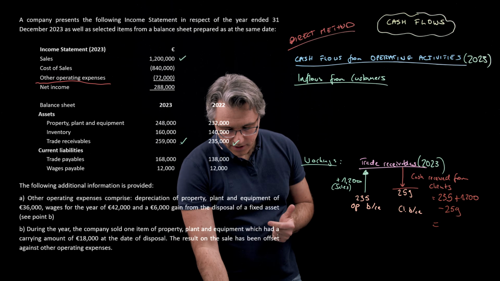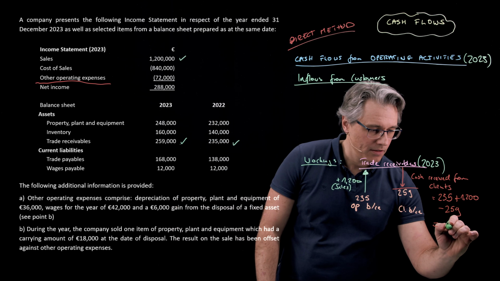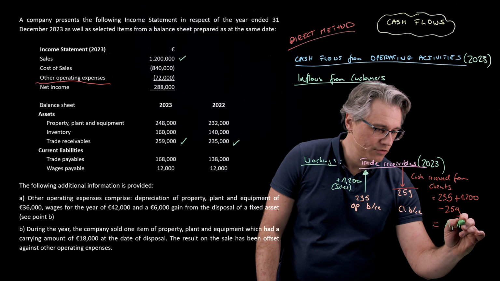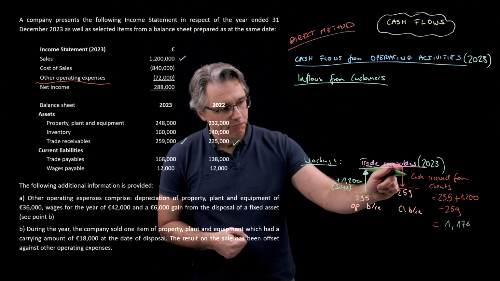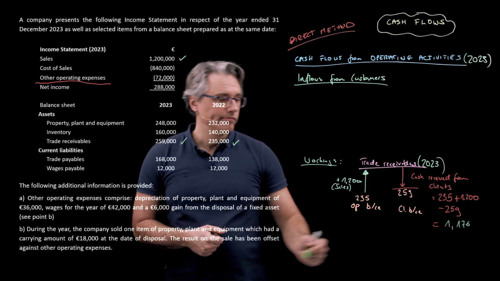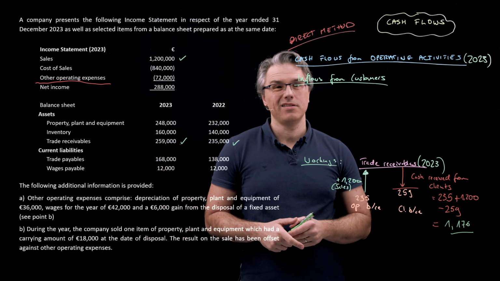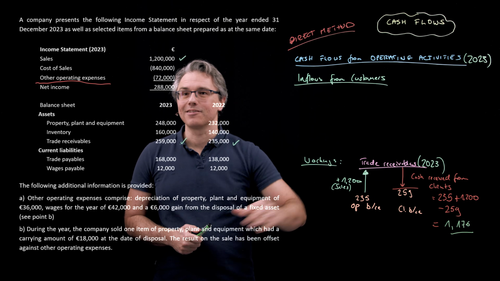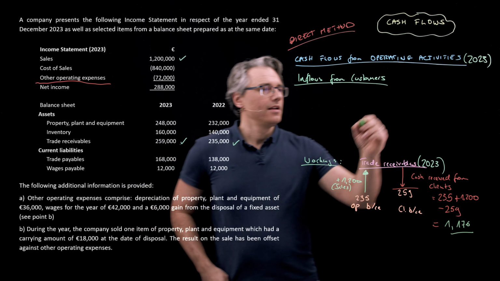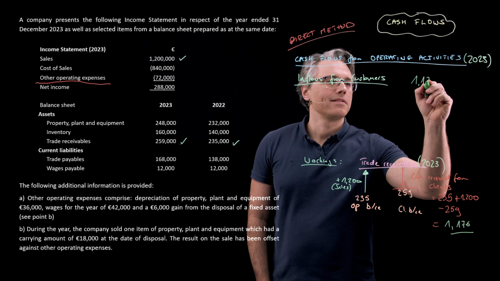Okay, I'm looking at an answer of 1,176 or 1,176,000. If we make this downward pointing arrow equal to 1,176, we've got a balancing trade receivables picture. So 1,176.